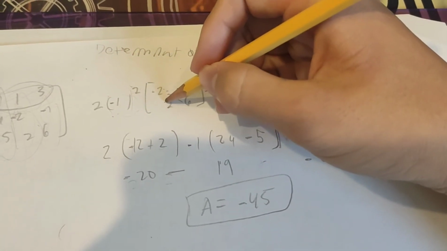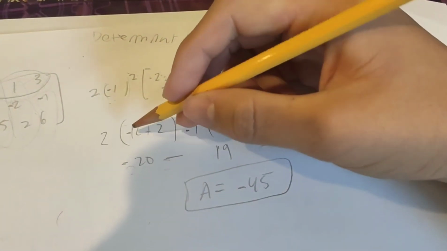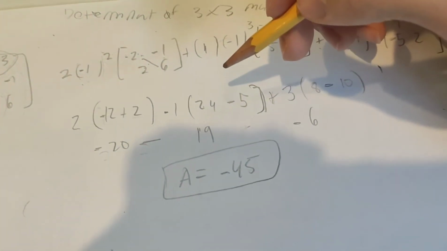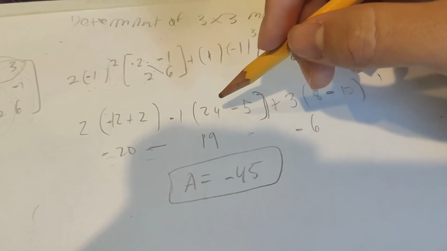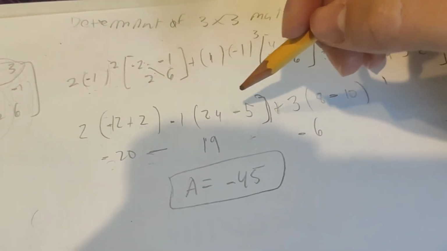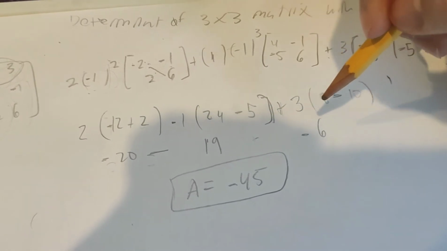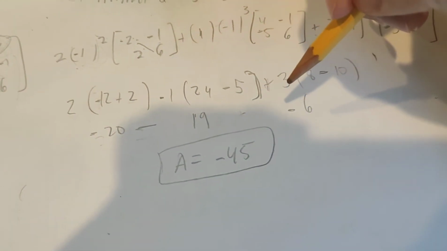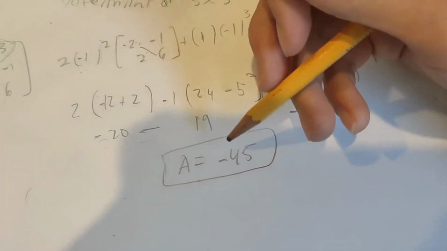AD minus BC. So 2 times negative 12 plus 2 minus 1, 25 minus 5 times 25 minus 5, and we added 3 times 8 minus 10, so we get negative 20 minus 19 minus 6, and the determinant is negative 45.